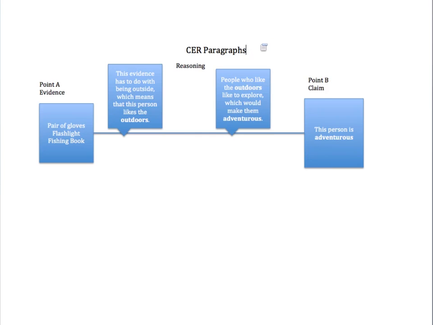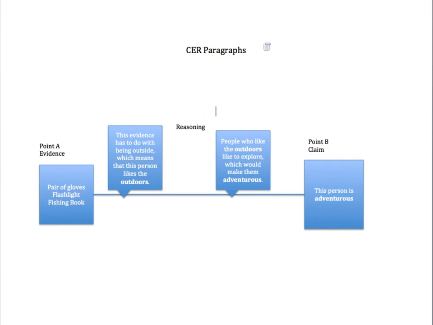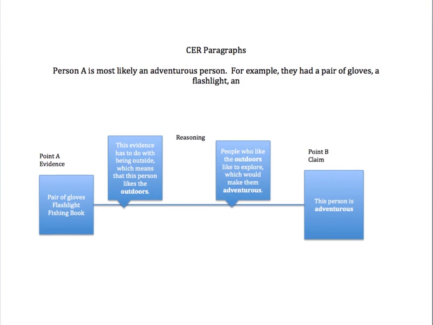Okay, so you do that by following the CER format. So the C means that the claim goes first. So I might say, person A is most likely an adventurous person. That's my claim. That's my first sentence. The E means that the evidence would be my second sentence. So I would say, for example, they had a pair of gloves, a flashlight, and a fishing book.